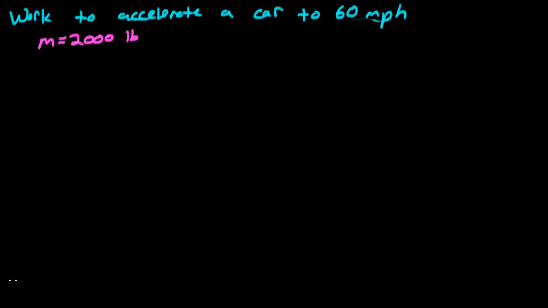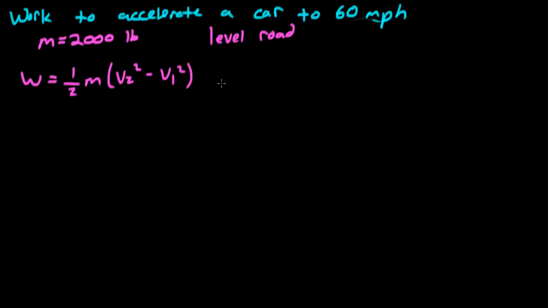Let's look now at the work that it takes to accelerate a car to 60 miles an hour. Let's say we have a small car like a Miata, mass of about 2,000 pounds, and that it's on a level road. Once again, we write our equation from above that says the work is equal to the change in kinetic energy plus the change in potential energy. However, there's no change in potential energy because the road is level. In addition, we started from rest, and so V1 is 0.